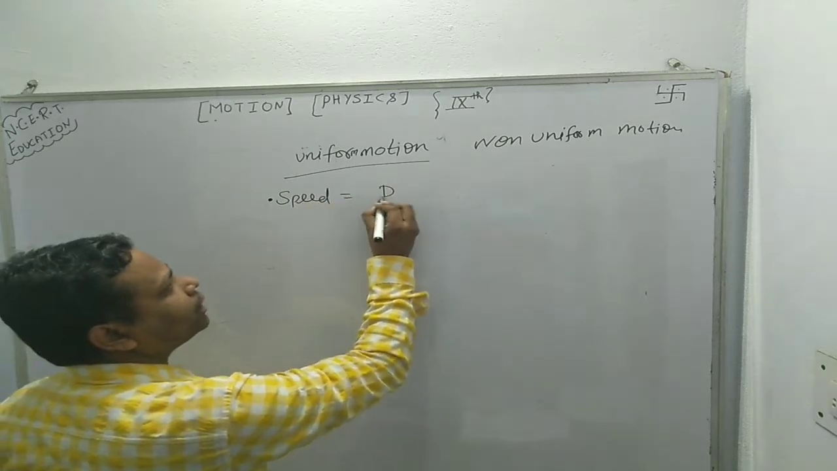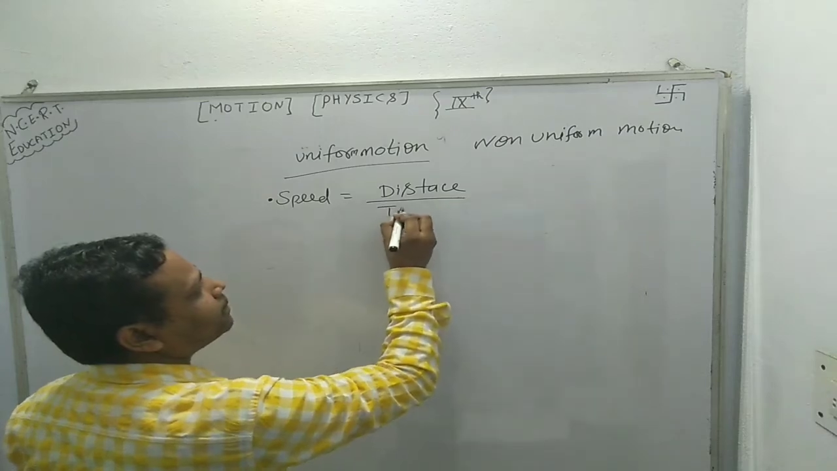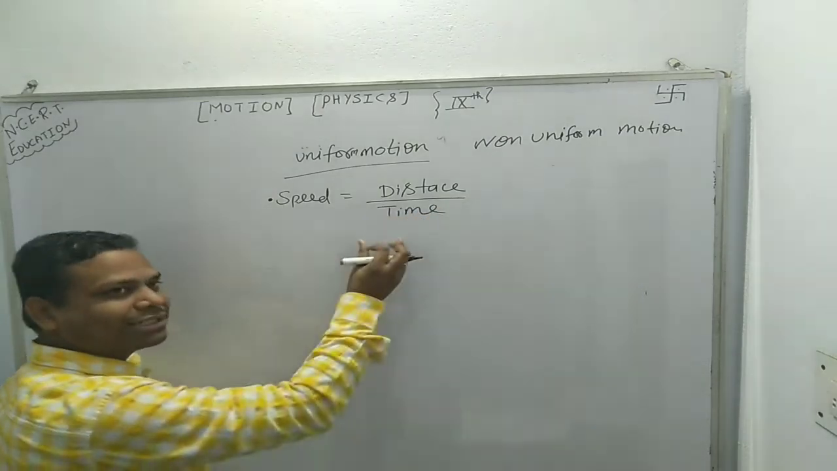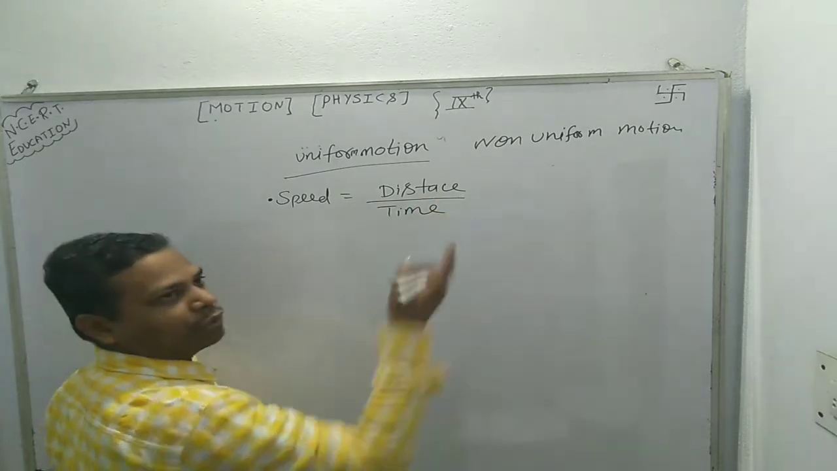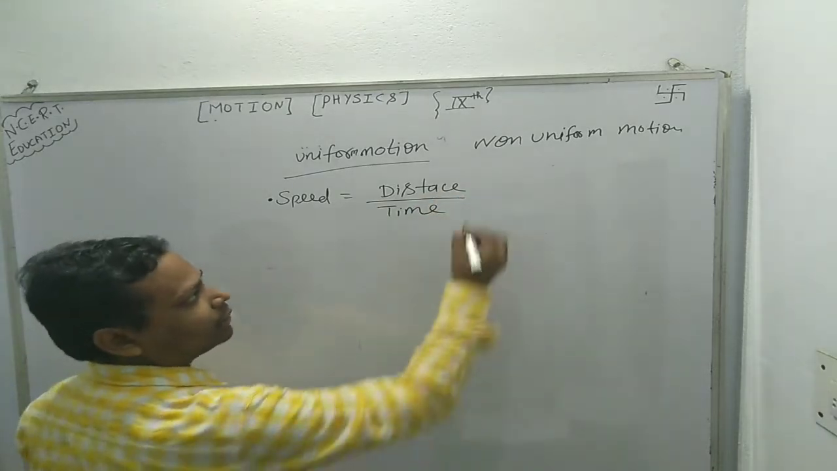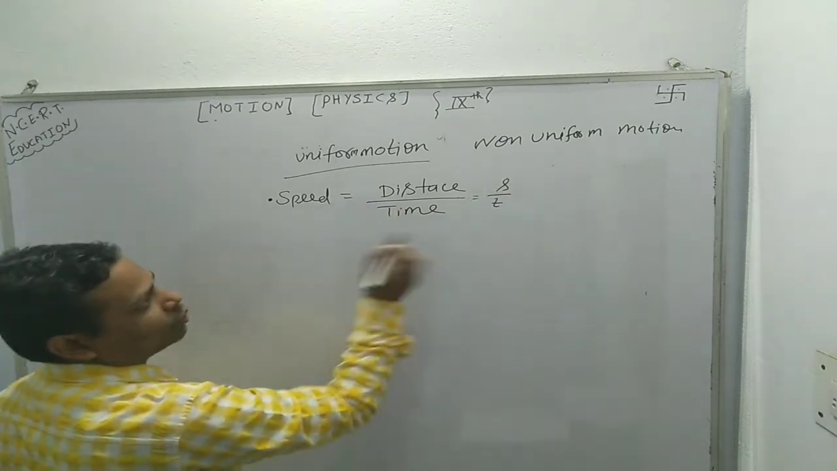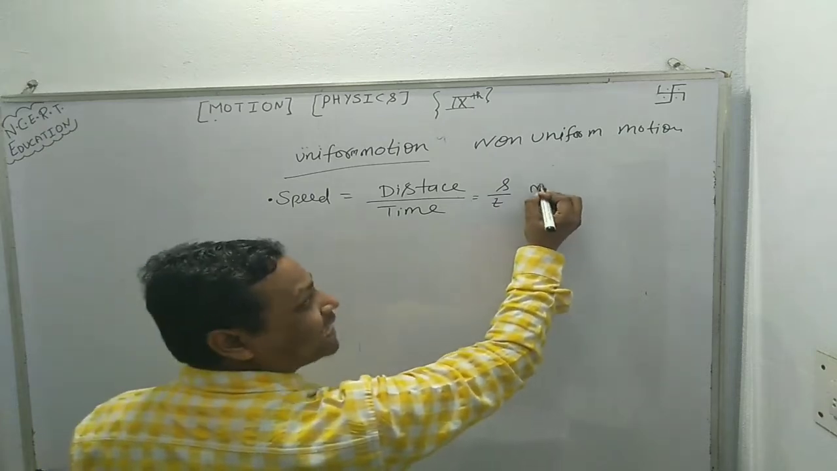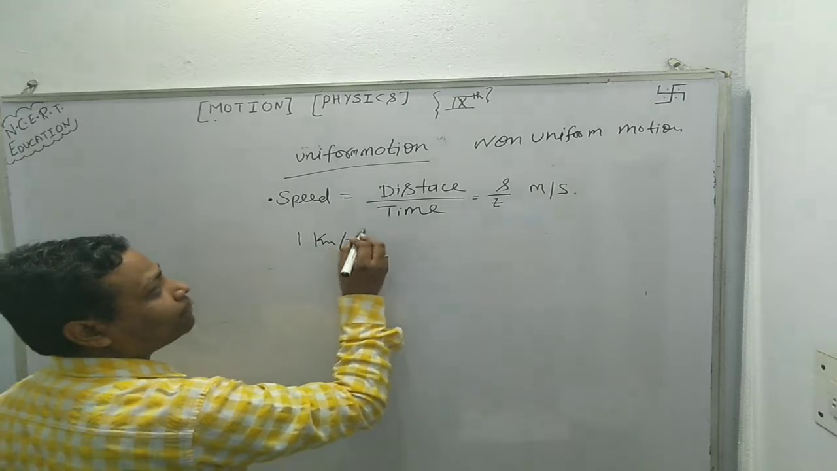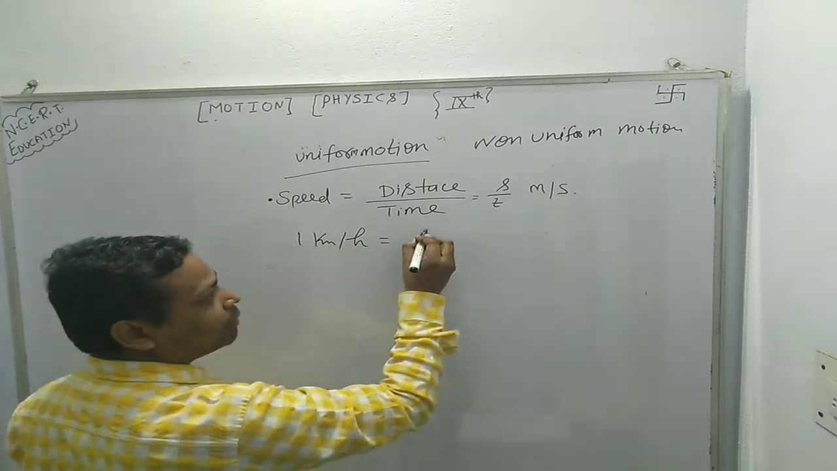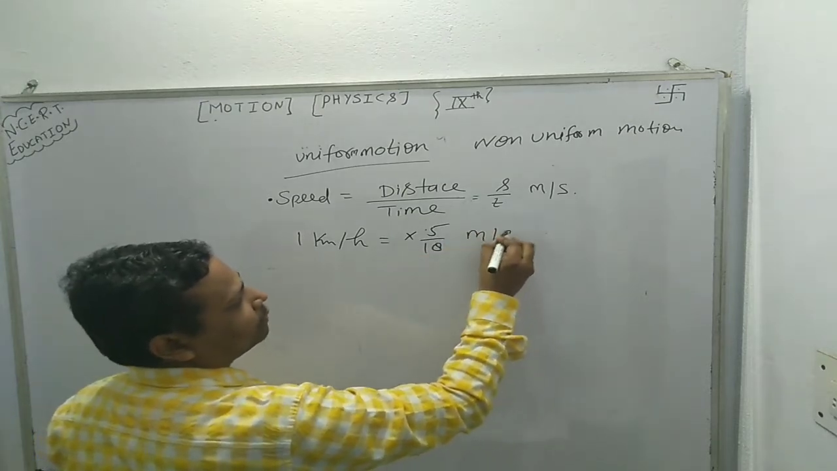You know the formula: speed is equal to distance upon time. It means the distance traveled by an object in per unit time, or in 1 second. So distance will be s, time will be t, and speed is equal to s upon t. Its SI unit is meter per second. And how can you convert kilometer per hour into meter per second? Multiply by 5/18.